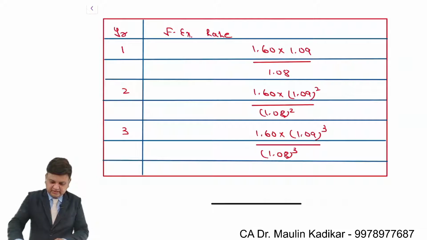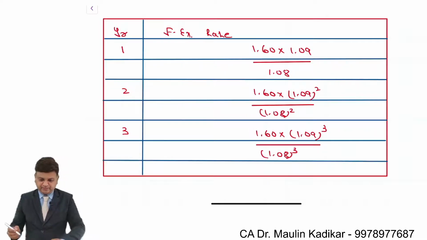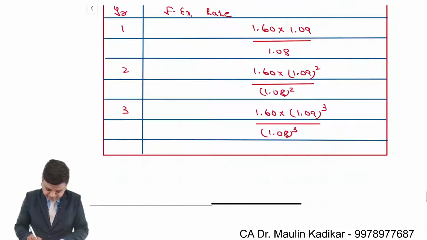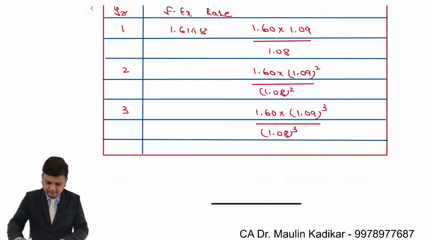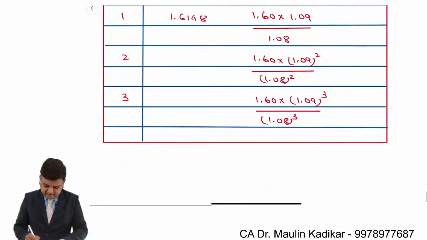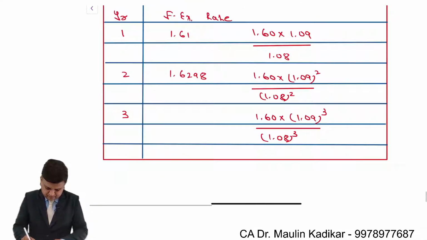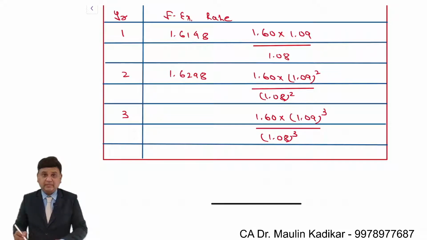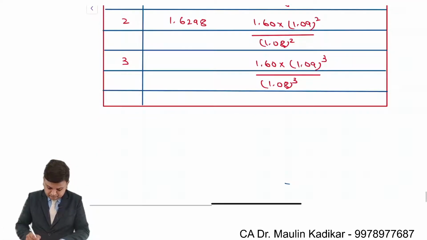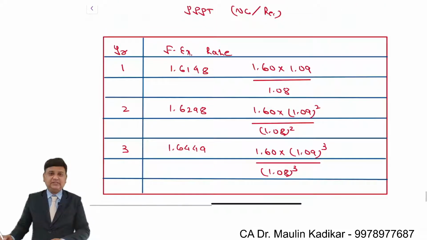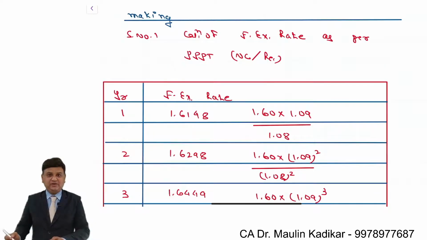So 1.09 divided by 1.08, I keep that in memory, plus into 1.60. So it is 1.6148. Into memory recall once again. So it is 1.6298. Again into memory recall. So 1.6449. This is the forward exchange rate as per triple PT from end of year 1 to end of year 3.